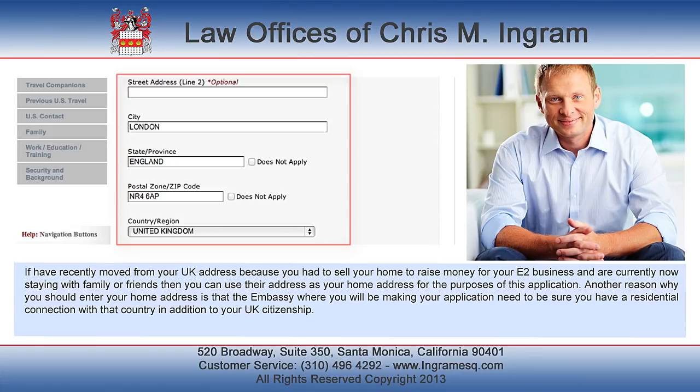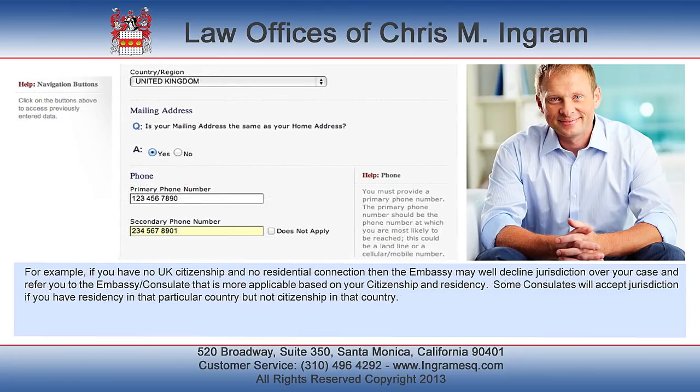Another reason why you should enter your home address is that the embassy where you will be making your application needs to be sure that you have a residential connection with that country, in addition to your UK citizenship. For example, if you have no UK citizenship and no residential connection, then the embassy may well decline jurisdiction over your case and refer you to the embassy or consulate that is more applicable based on your citizenship and residency. Some consulates will accept jurisdiction if you have residency in that particular country, but not citizenship in that country.